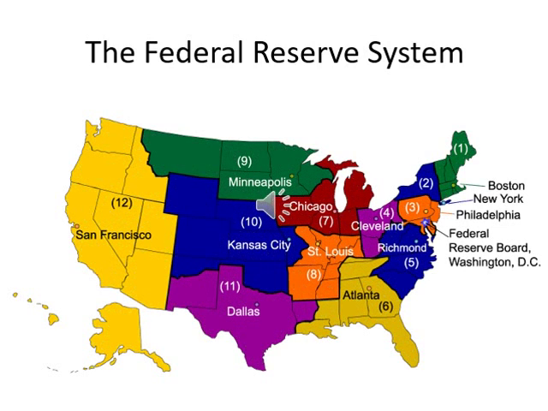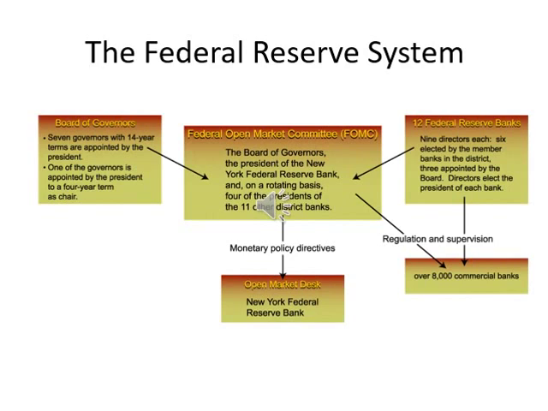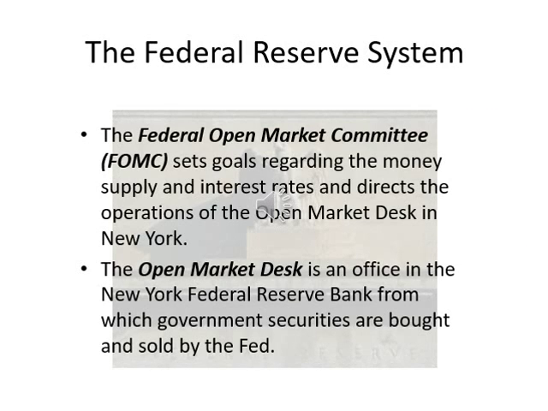The map shows location of 12 regional Federal Reserve banks. Structure of the Federal Reserve System. The Federal Open Market Committee, FOMC, sets goals regarding the money supply and interest rates and directs the operations of the Open Market Desk in New York. The Open Market Desk is an office in the New York Federal Reserve Bank from which government securities are bought and sold by the Fed.